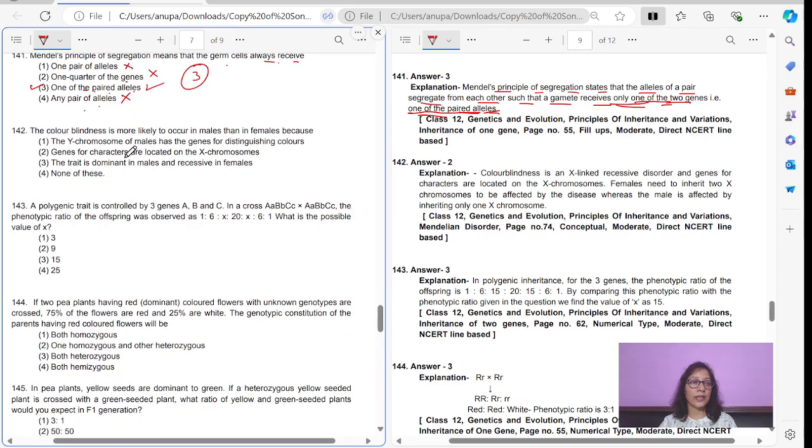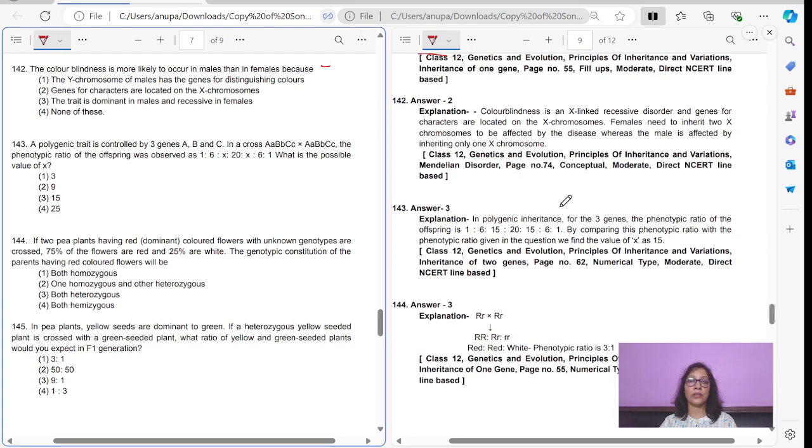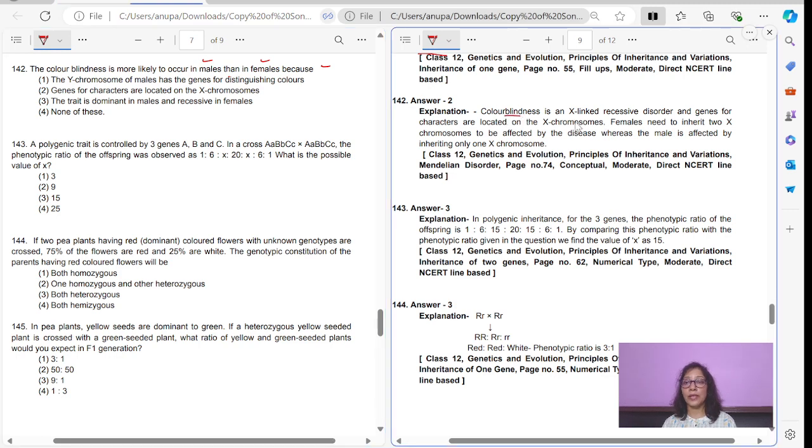Now let's move to the next question, that is question number 142. It states that color blindness is more likely to occur in males than in females because... we have to find out the reason why color blindness is more commonly found in males rather than females. So we know that color blindness is also an X-linked recessive disorder like hemophilia, and genes for characters are located on X chromosome, and the females will be affected only when they inherit 2 X chromosomes, whereas male is affected by inheriting only 1 X chromosome, and that's why it is common in males.